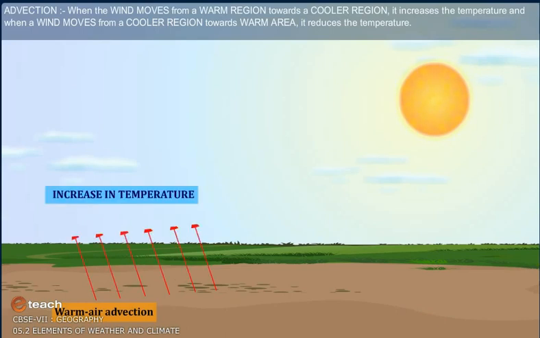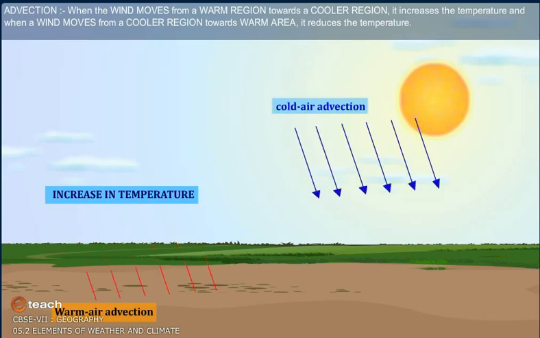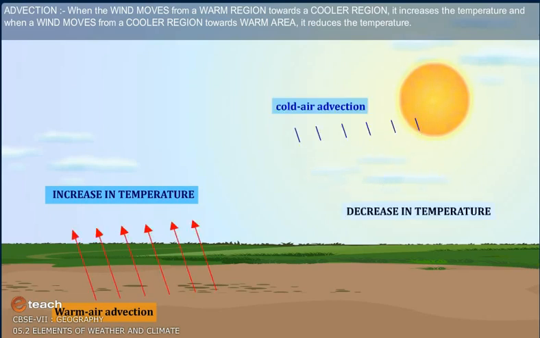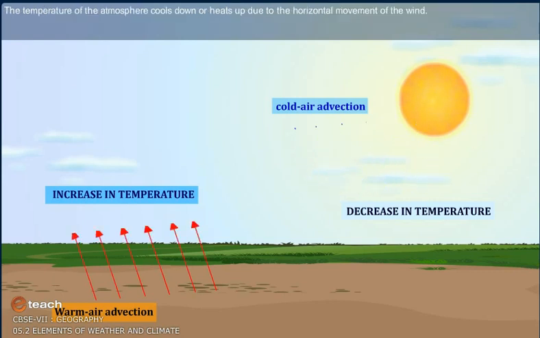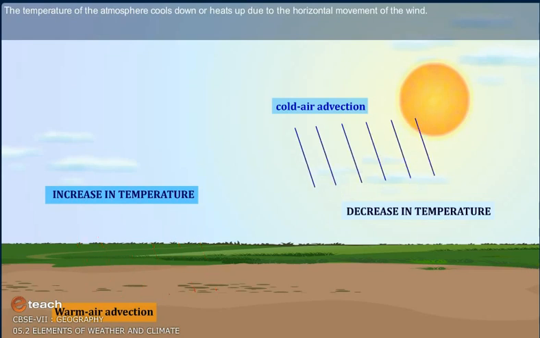Advection. When the wind moves from a warm region towards a cooler region, it increases the temperature, and when the wind moves from a cooler region towards a warm area, it reduces the temperature. The temperature of the atmosphere cools down or heats up due to the horizontal movement of the wind.